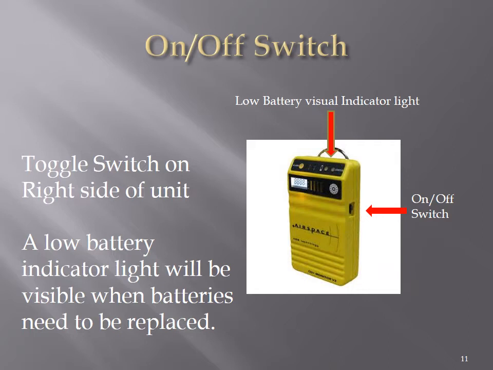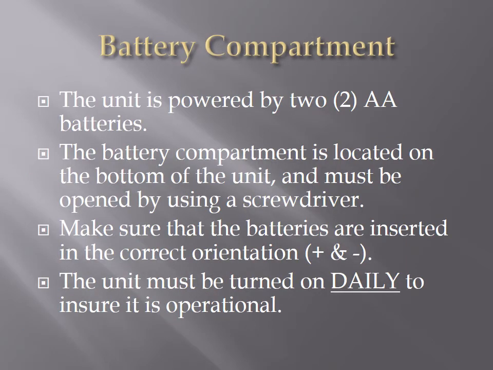And we'll talk about what types of batteries and what kind of maintenance you can do as a member with this monitor later on. Let's talk about the battery compartment. This unit is powered by two AA batteries, and the battery compartment is on the bottom of the unit. You must open it using a screwdriver, and that's what the manufacturer recommends, only a screwdriver. So please make sure that the batteries are inserted in the correct orientation, for example, the positive and the negative poles on the battery. When you open the unit up, you're going to see a tab or a sticker in there that will show you which direction to put the batteries.